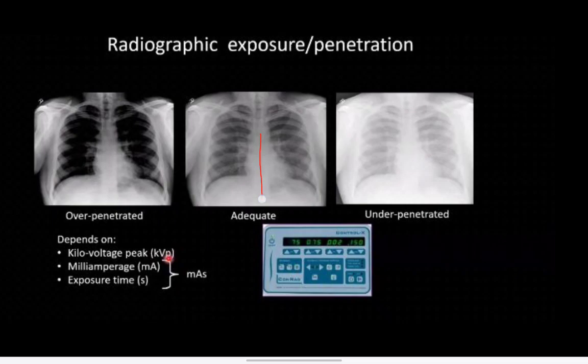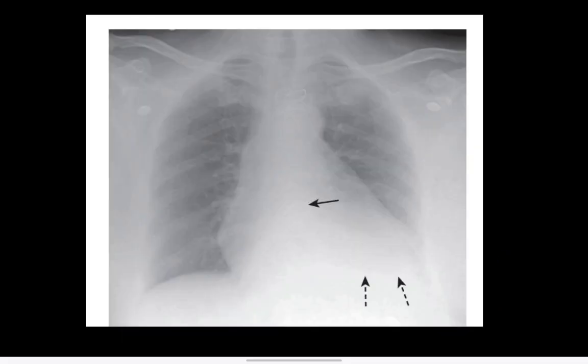We will see the spine posteriorly inadequate, overexposed, even the detailed spine appears, and here the underpenetrated, in which we can't appreciate the spine. So this is an underpenetrated image.